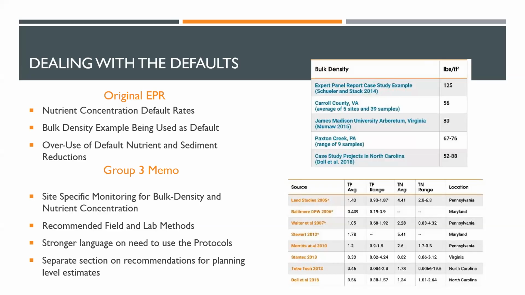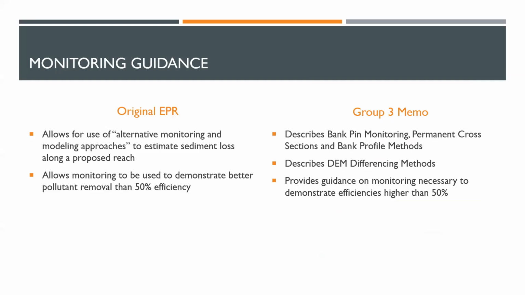So they recommended methods for site-specific monitoring of bulk density and nutrient concentration that are now required as part of this method. There are field and lab methods included, and again, stronger emphasis on the need to use the protocols to calculate your reductions. They also have more information on monitoring guidance.